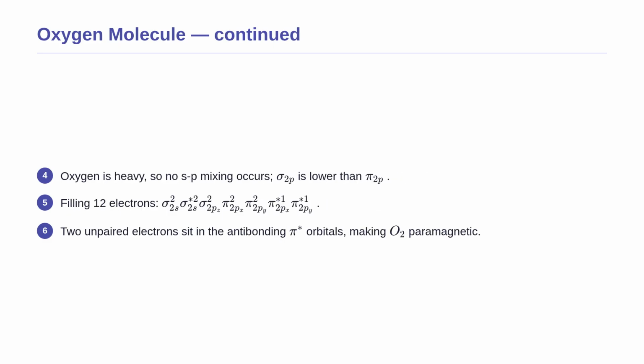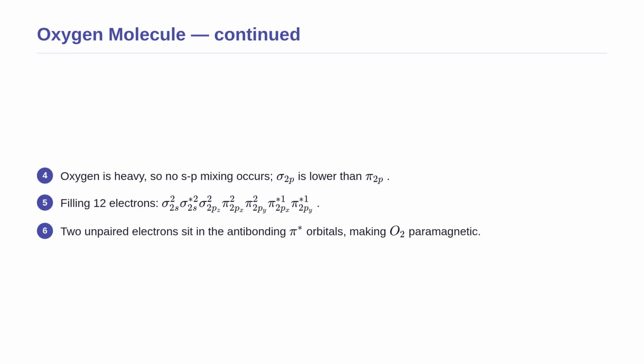Continuing with our oxygen molecule, we now fill the molecular orbitals from bottom to top. Because oxygen is a heavier element, we know it does not experience sp mixing. We place our 12 valence electrons into the orbitals. When we reach the very top, we have 2 electrons left.